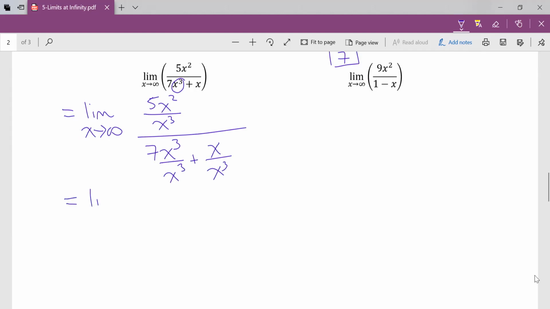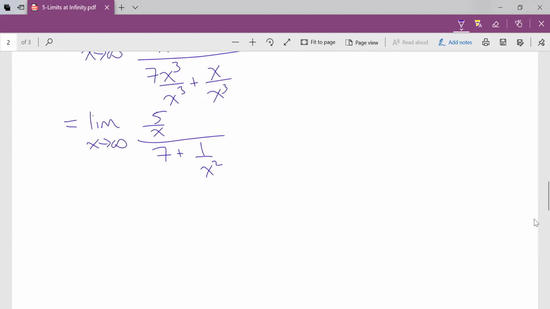Okay, let's simplify. So the limit as x goes to infinity, I'm going to have 5 over x over 7 plus 1 over x squared. Okay, now what happens? Well, let's just look at this piece by piece.